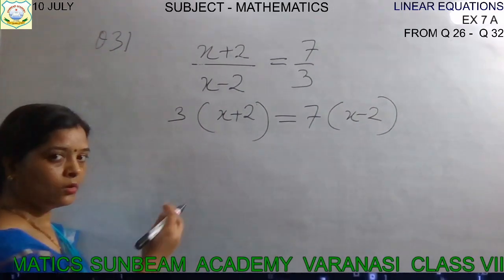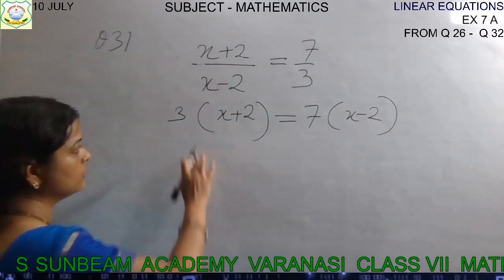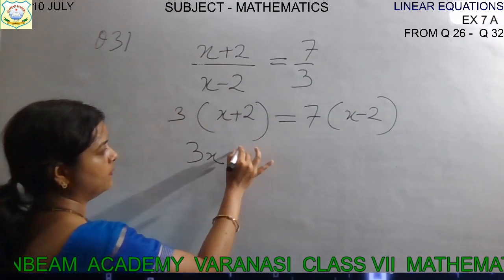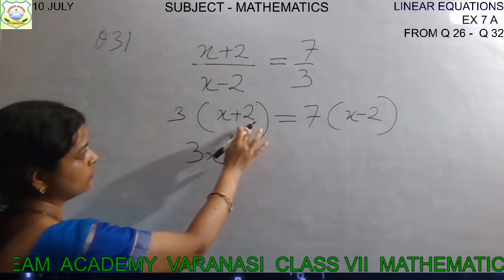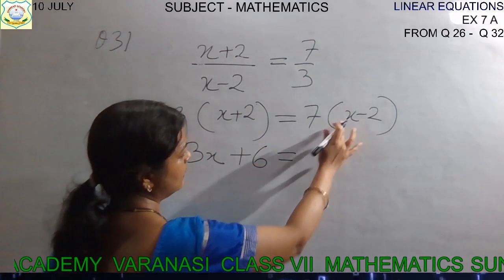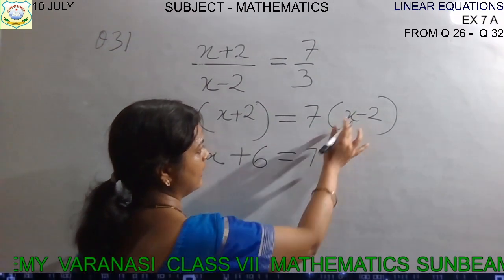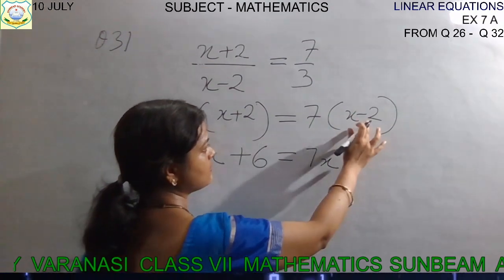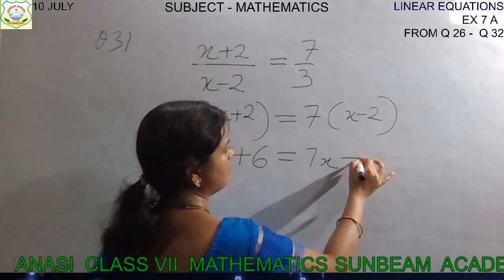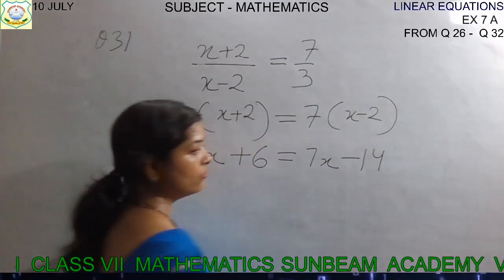Now next step, open the bracket. 3 into x, 3x, plus 3 into 2, 6. That is equal to, plus and plus same sign, plus 7 into 1, 7x, and plus minus, children, sign is different, so minus. 7 2s are 14.